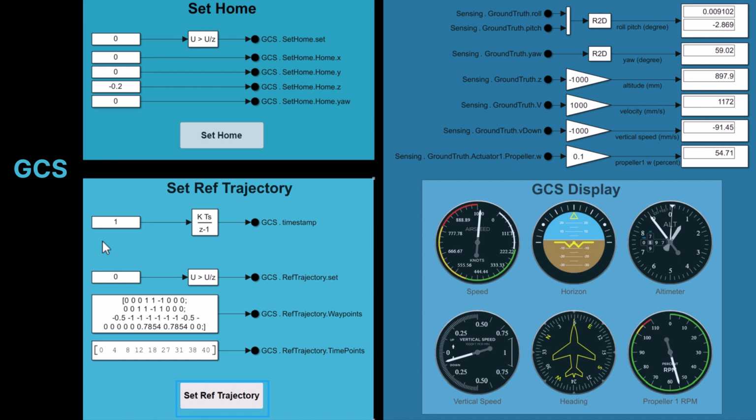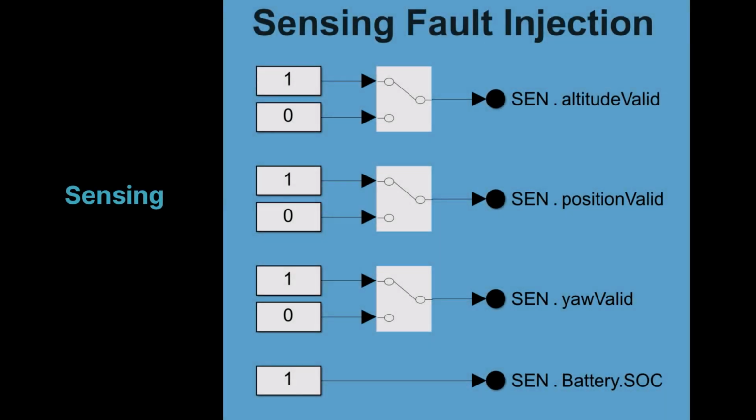A manual timestamp override lets users simulate the loss of GCS communication. This triggers fail-safe behaviors in the flight management system, such as returning to home or safe landing. The sensing fault injection module enables triggering of signal validity for altitude, position, and yaw angle. It also allows modification of the battery status to simulate low battery behavior.